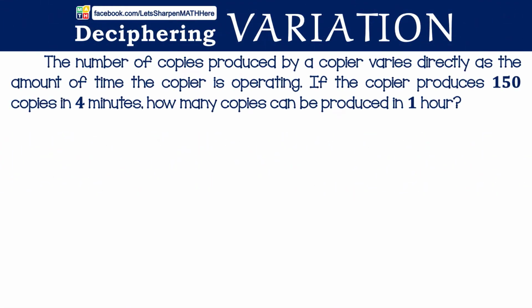The number of copies produced by a copier varies directly as the amount of time the copier is operating. If the copier produces 150 copies in 4 minutes, how many copies can be produced in 1 hour?